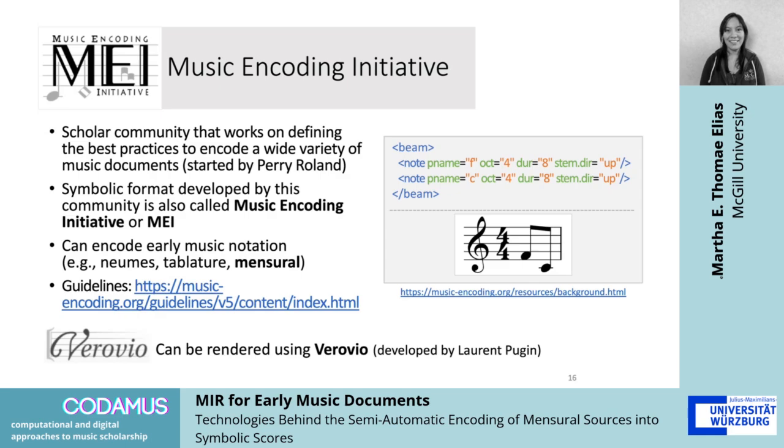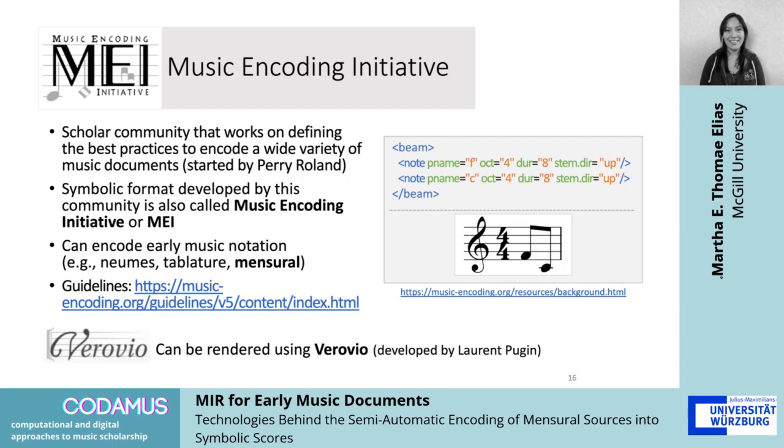MEI refers to the scholar community that works on defining the best practices to encode a wide variety of music documents, and also to the format that they are investing their time in creating. So as I said, it can encode a wide variety of music documents, and that includes documents in early music notation. So documents that have neumes, also tablature or mensural notation.